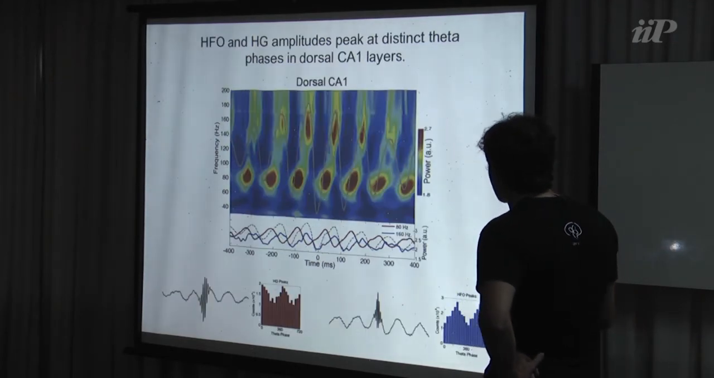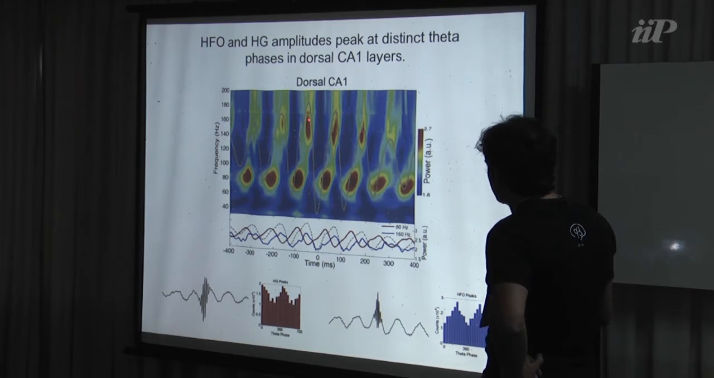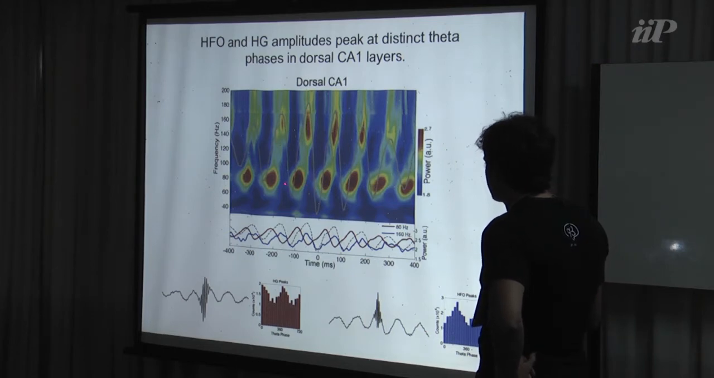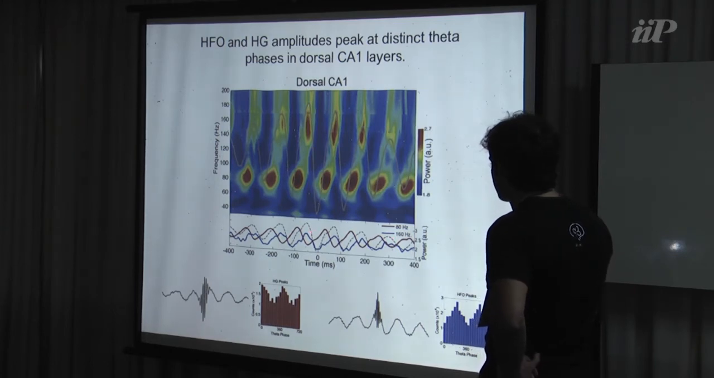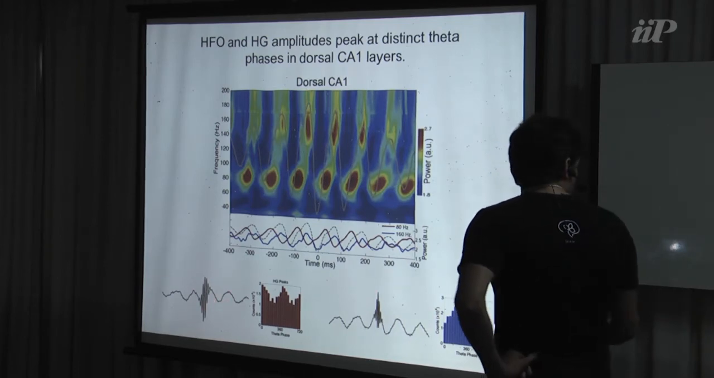For the hippocampus, we got this picture here. So we saw the two islands, and HFOs tend to be maximum at the peak, and the high gamma tends to be maximum in the rising phase. So here is one slice at the 80 and 160, and we see that they have different preferences. These are other analyses showing the same thing. One goes in the peak, the other goes in the rising phase.